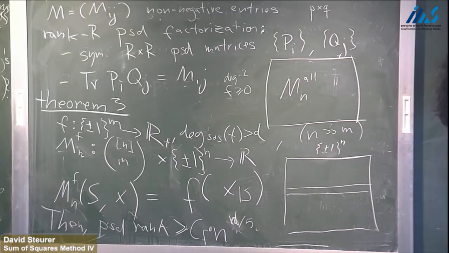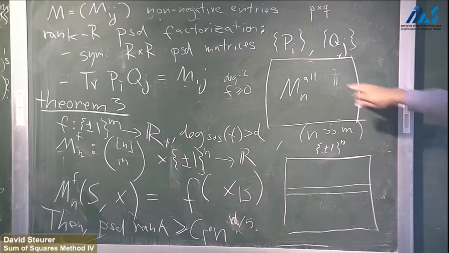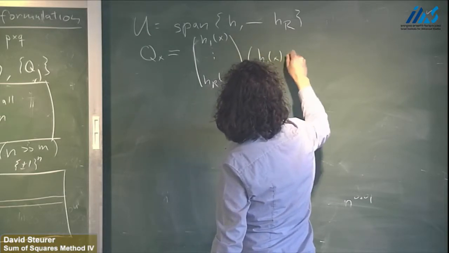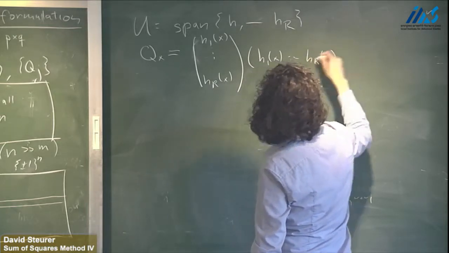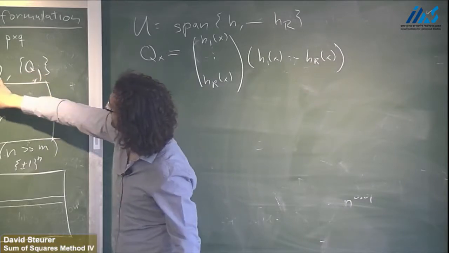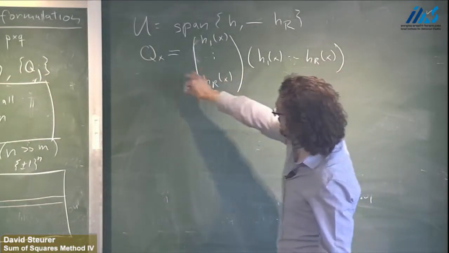So suppose the basis for U is H1 up to HR, and now I would define Q sub X. So now describe a factorization of this guy. The columns are indexed by points on the hypercube. I would define Q sub X to be the matrix H1 up to HR of X times H1 up to HR of X transposed. So this is a PSD matrix of rank one. You can always assume in these factorizations that either these guys are rank one or these guys are rank one. Okay, so this gives us this part of Q.